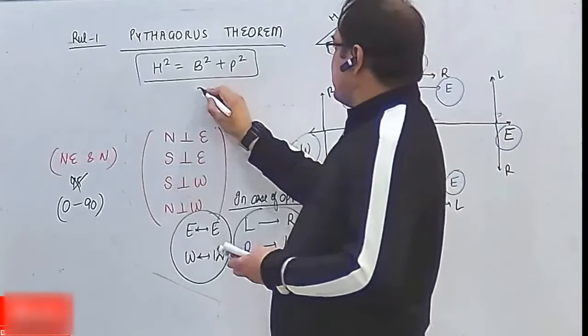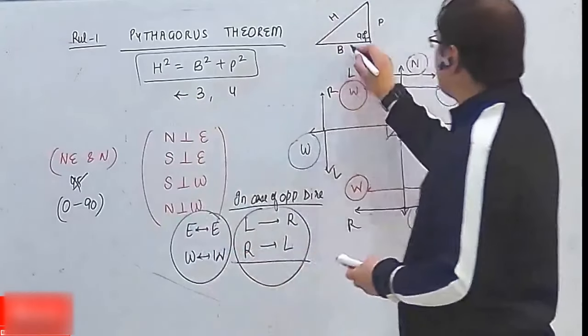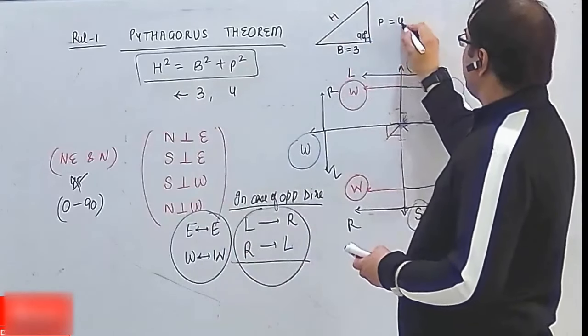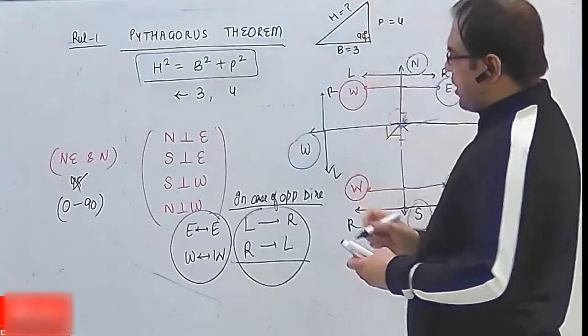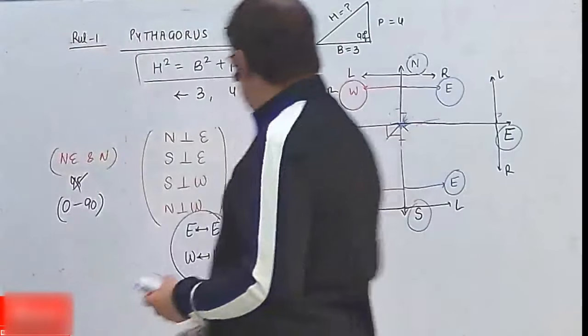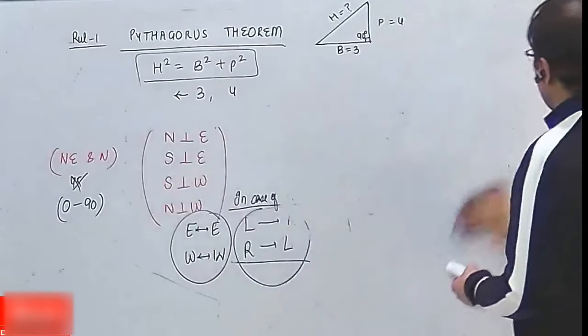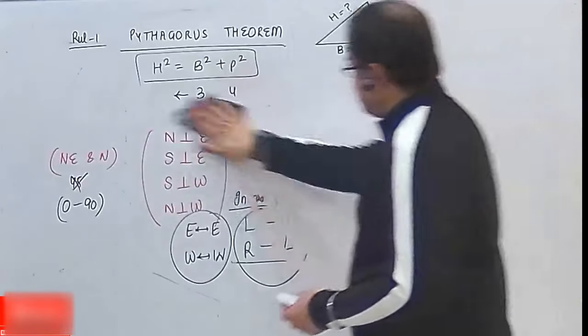That means if this is 3 and this is 4, what will be the hypotenuse? If this is 3, this is 4, what is the value of the hypotenuse? Kindly write in the comment section what is the value of the hypotenuse.